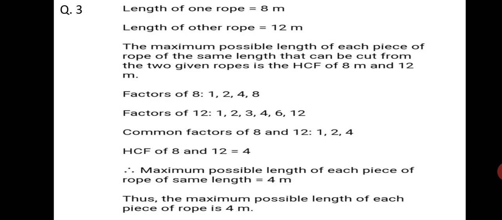So what do we get? Therefore, maximum possible length of each piece of rope of same length is equal to 4 meter. Thus, the maximum possible length of each piece of rope is 4 meter is your final answer.